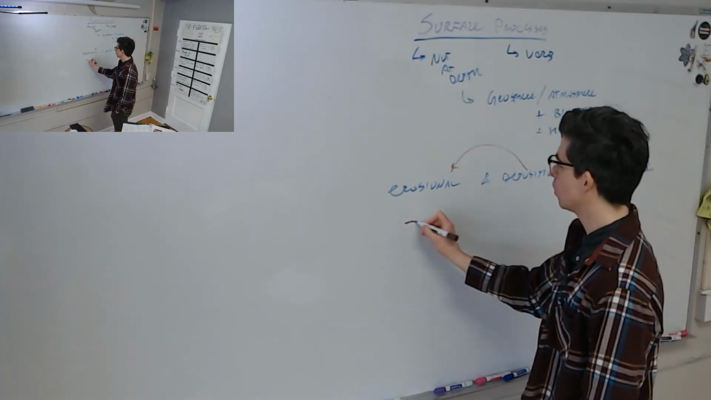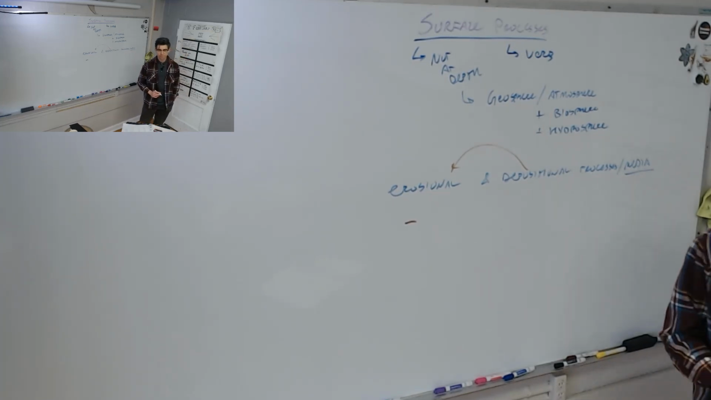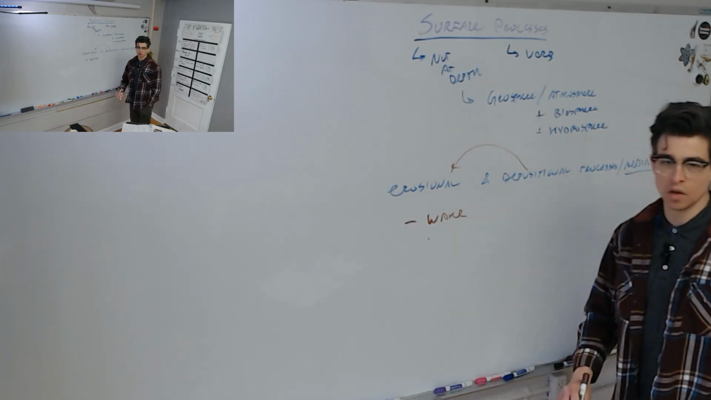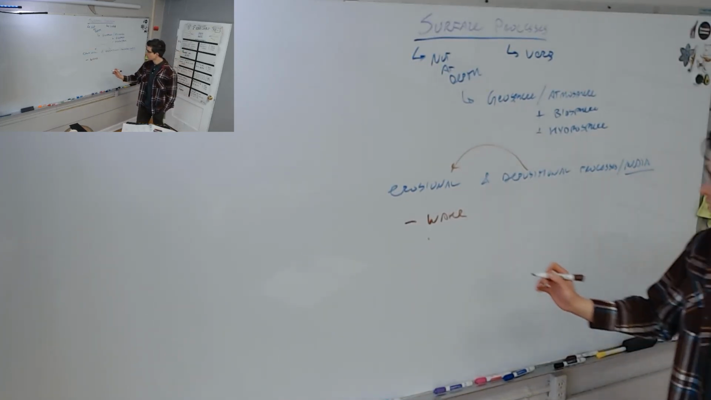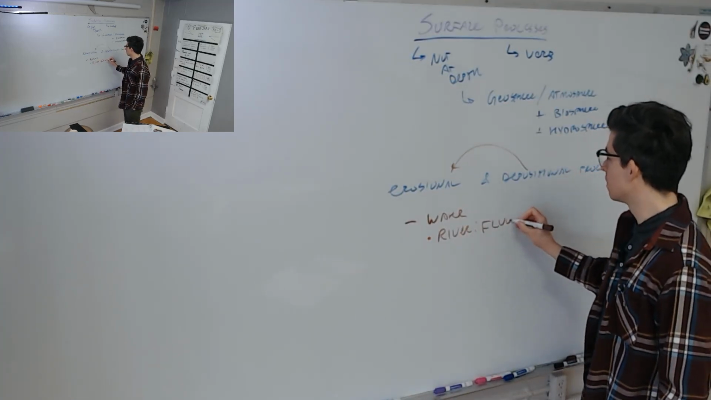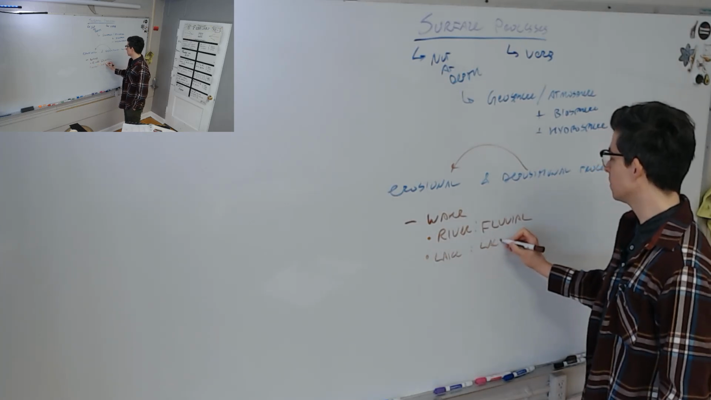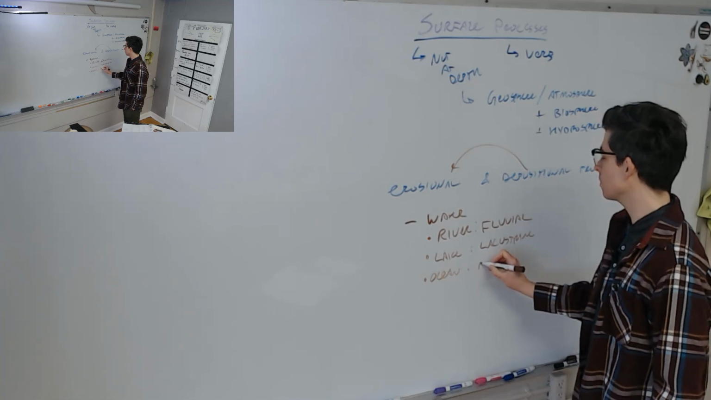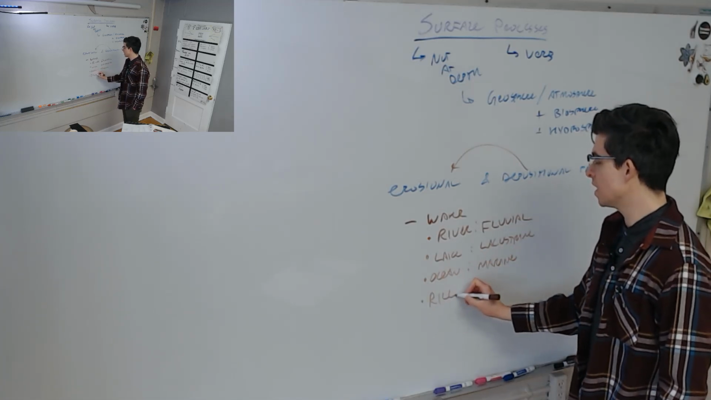What are the different erosional media? Okay, so water. Let's have subpoints below water. We're talking only about water ones now. River, which we call fluvial. Lake, which we call lacustrine. Ocean, which we call marine. Remember from your last test, rill and gully.